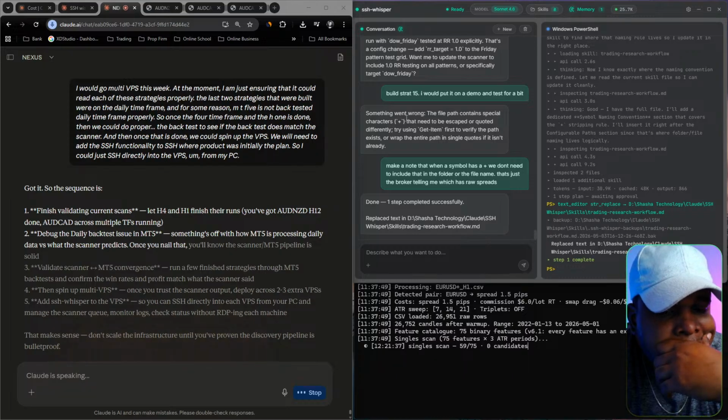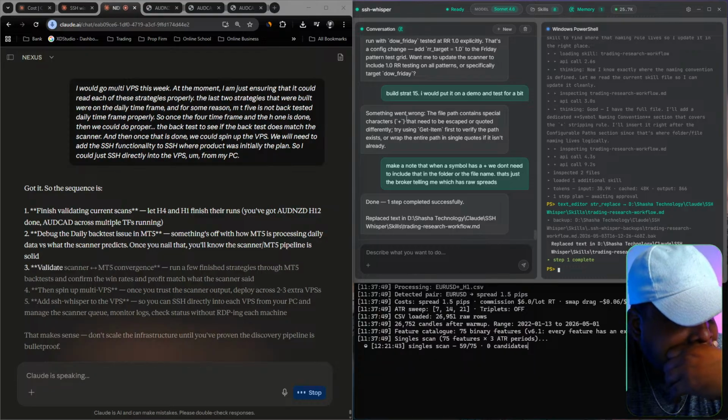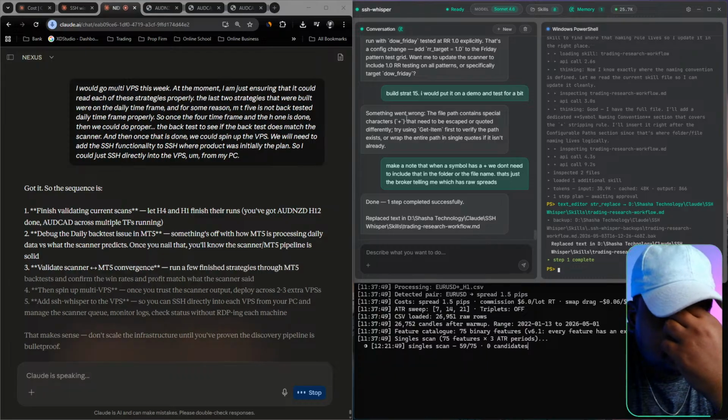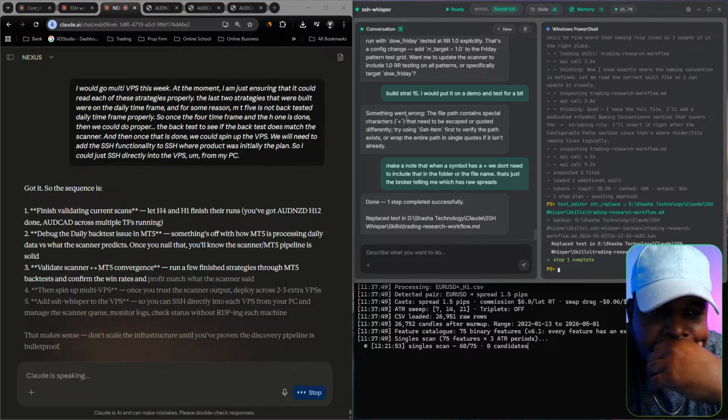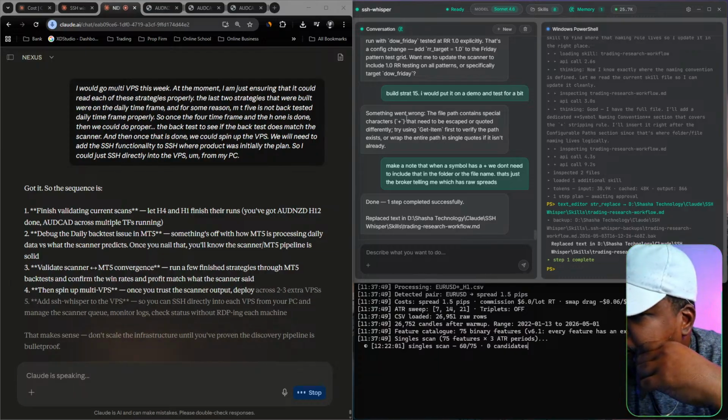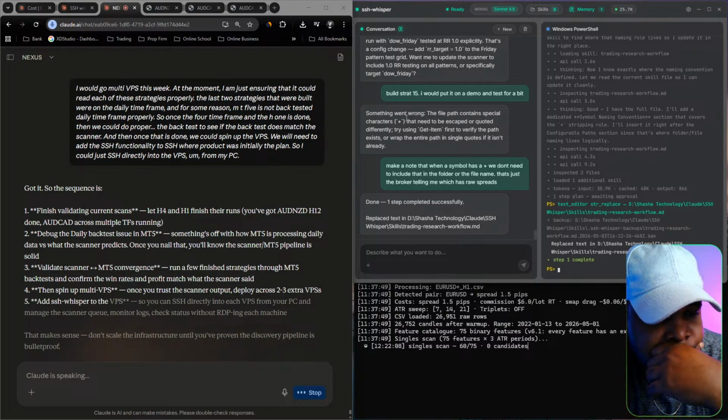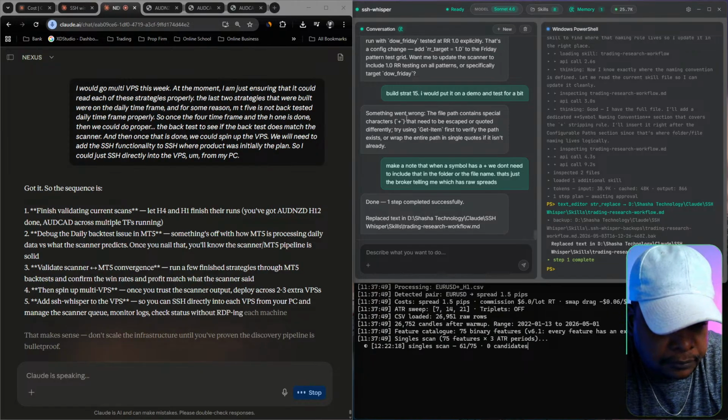Once you nail that, you'll know the scanner/MT5 pipeline is solid. 3, validate scanner, MT5 convergence. Run a few finished strategies through MT5 backtests and confirm the win rates and profit match what the scanner said. Then spin up multi-VPS. 4, once you trust the scanner output, deploy across 2-3 extra VPSs. 5, add SSH Whisper to the VPS mule, so you can SSH directly into each VPS from your PC and manage the scanner queue, monitor logs, and check status without RDPing each machine.